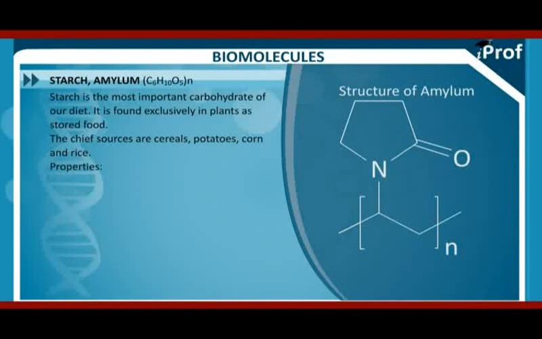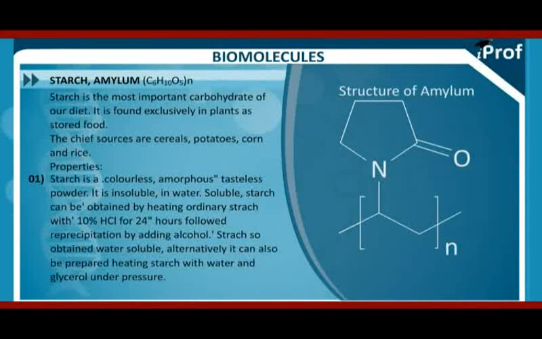Properties: starch is a colorless, amorphous, tasteless powder and it is insoluble in water. Soluble starch can be obtained by heating ordinary starch with 10% HCl for 24 hours, followed by reprecipitation by adding alcohol. Starch so obtained is water soluble. Alternatively, it can also be prepared by heating starch with water and glycerol under high pressure.